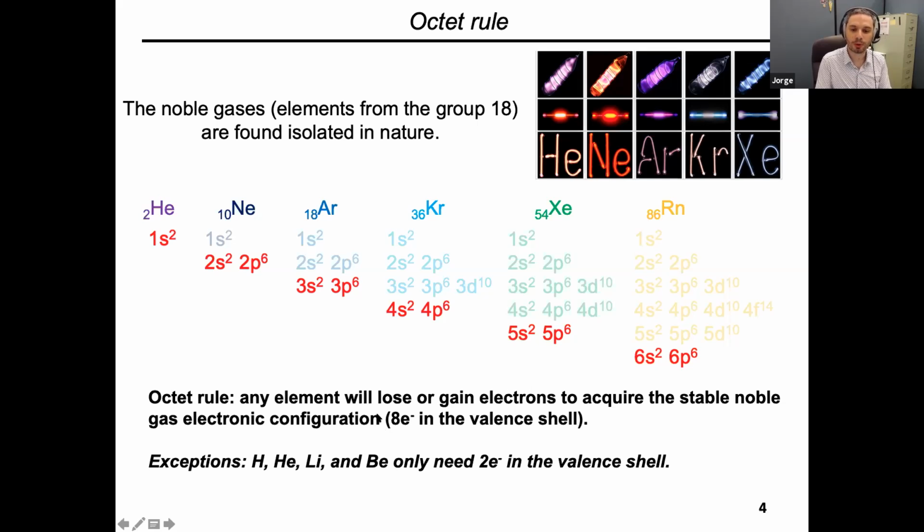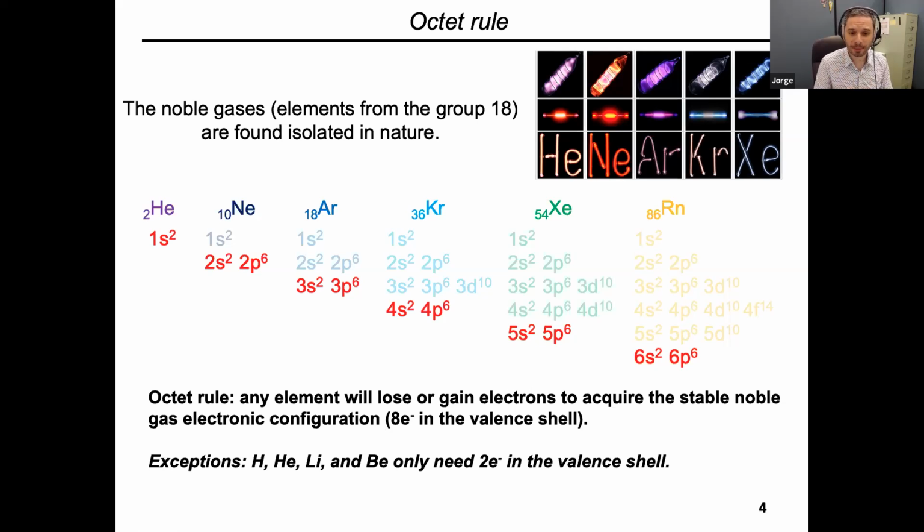Any element will lose or gain electrons to acquire the stable noble gas electronic configuration, which means 8 electrons in the valence shell. Therefore, the dream of any atom is to achieve 8 electrons in the valence shell. And therefore, the atoms will combine with other elements or with themselves to achieve the stability.